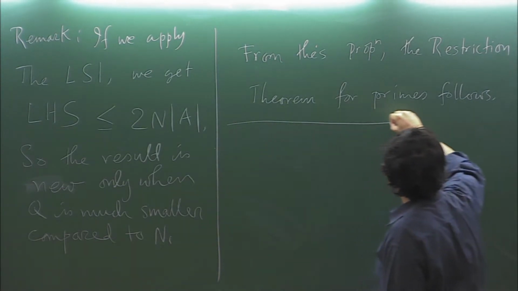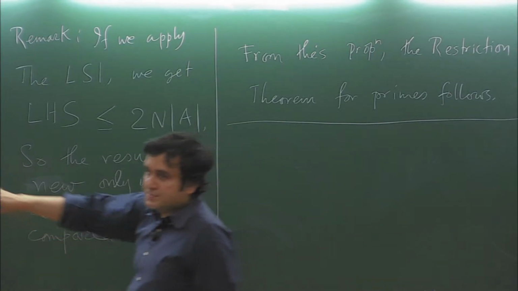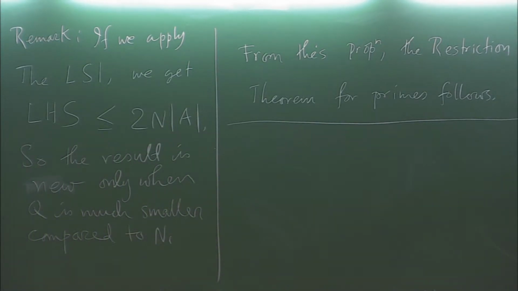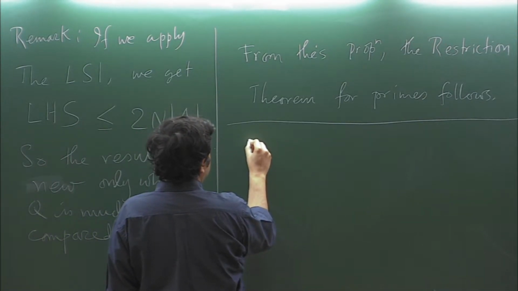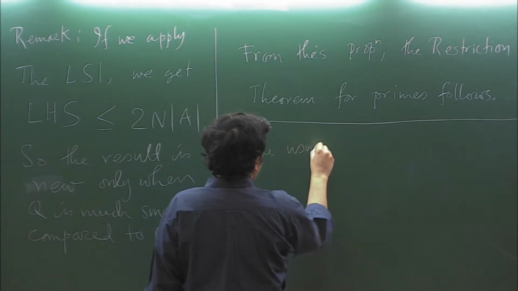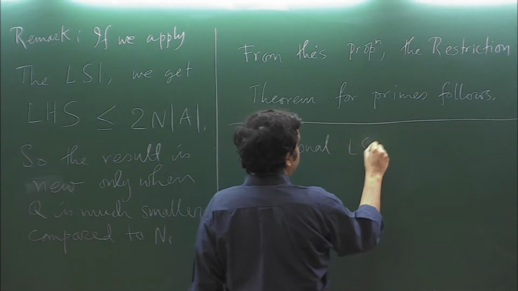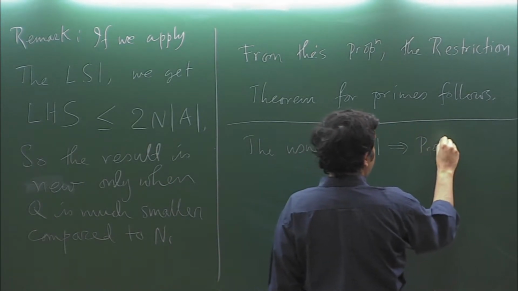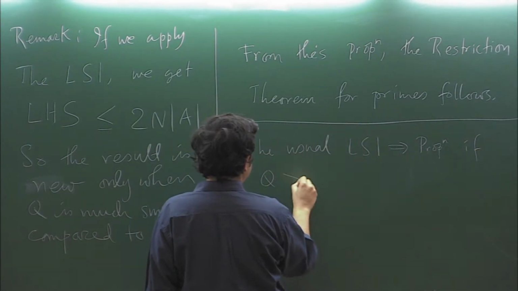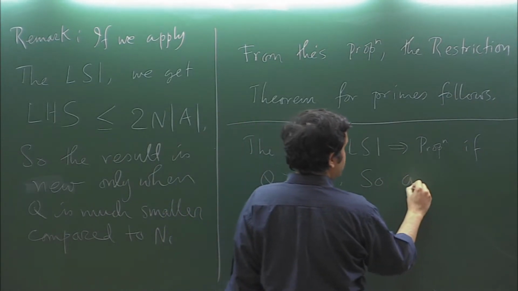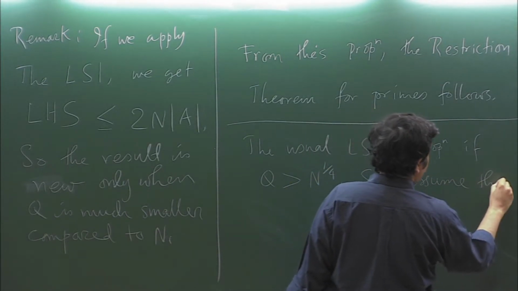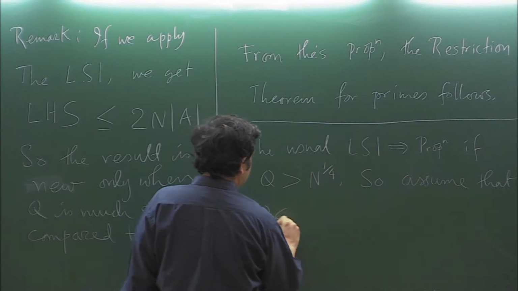Okay, so let's prove this result. As we mentioned, if Q is large, then this will follow from the usual large sieve. In fact, the usual large sieve inequality implies the proposition if Q is greater than N to the 1/4. So assume that Q is at most N to the 1/4.